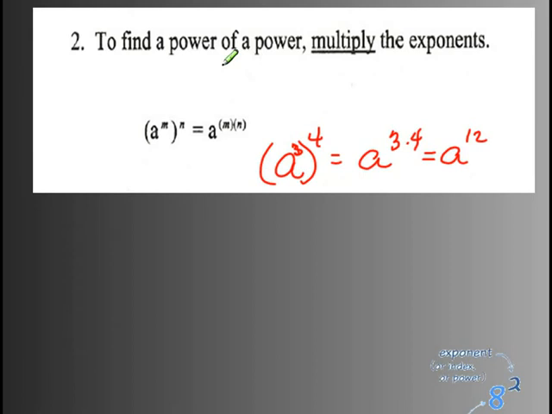To find a power of a power, you're going to multiply the exponents. A to the m to the power of n is a to the m times n. Or let's say I put numbers in there, a to the 3rd to the 4th is a to the 3 times 4, which is a to the 12.